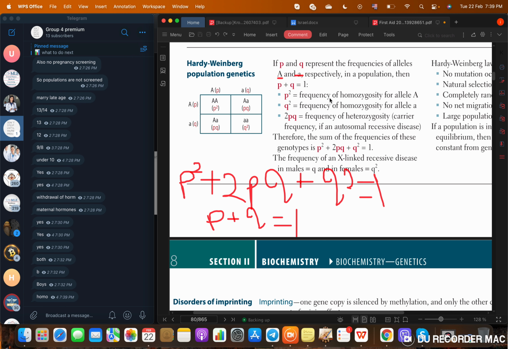So let's see what they write next. The next thing they write here, P plus Q is equal to 1. This formula is a must to know. You will see why in a second. Frequency of homozygosity of allele big A is P to the power 2, and for homozygosity for the sick allele it is Q to the power 2. The frequency of heterozygosity, which is the carrier frequency in autosomal recessive, is going to be 2PQ. In the USMLE, what they normally do is give you one of these.